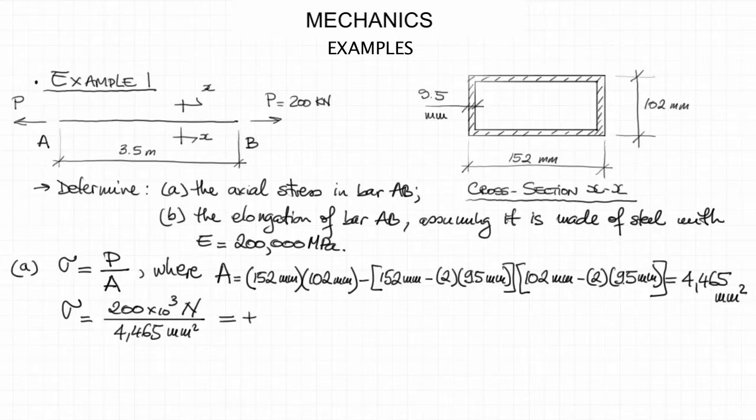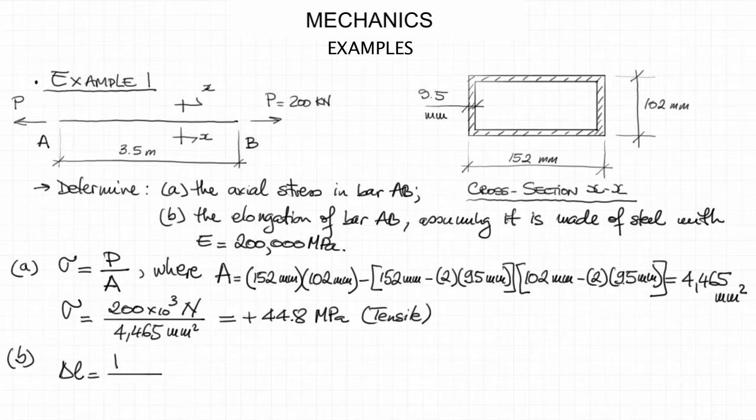All we have to do now is divide the force expressed in newtons by the cross-sectional area expressed in millimeters squared to obtain units of newtons per millimeter squared, or megapascals, for the stress, and that would amount to a positive 44.8 megapascals, which is a tensile stress.